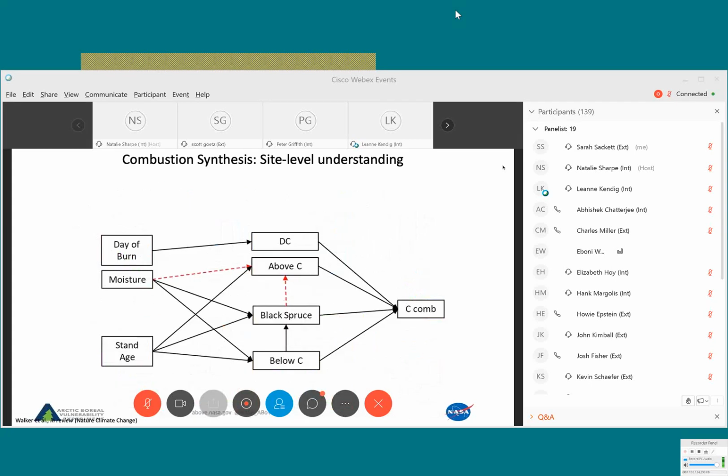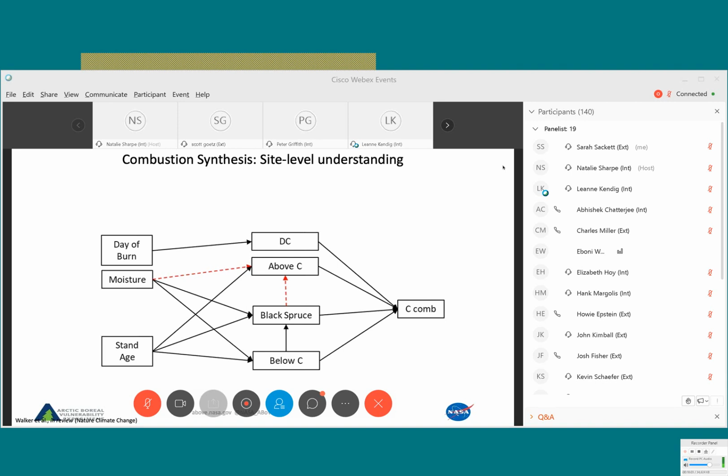This is also a paper being led by Zanti. It's in review in Nature Climate Change, and the whole point is to use this database to try to understand the drivers of combustion. There's a lot of heterogeneity or variability in combustion, and what's driving that? She and we collectively have been using structural equation modeling to look at that. I'm not going to go through these relationships, but this is a hypothesized set of relationships. The black lines are positive relationships, and the dotted red lines are negative.